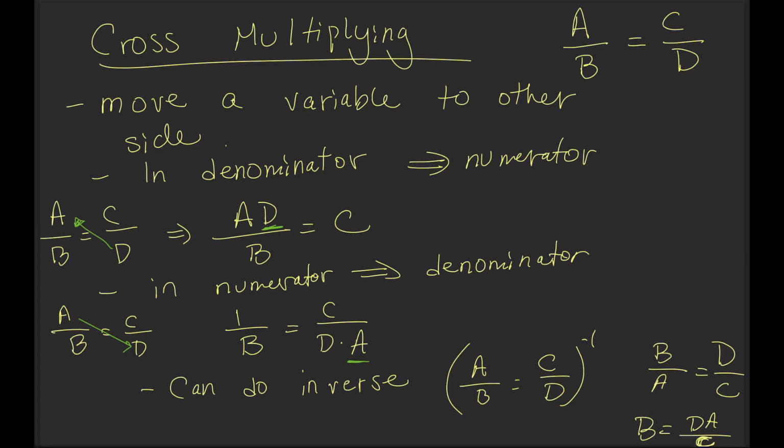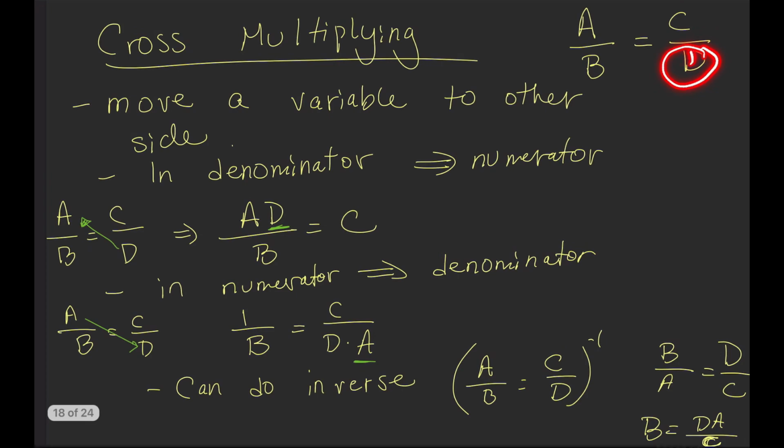The idea of cross-multiplying is if you take one variable and move it to the other side, it goes to the opposite side, but also into the opposite part of the fraction. So things that start off in the denominator, when they move over, end up in the numerator. And things that start off in the numerator, when they move to the other side, go to the denominator. That's how I think about moving and rearranging variables, and we'll have to do a lot of that.